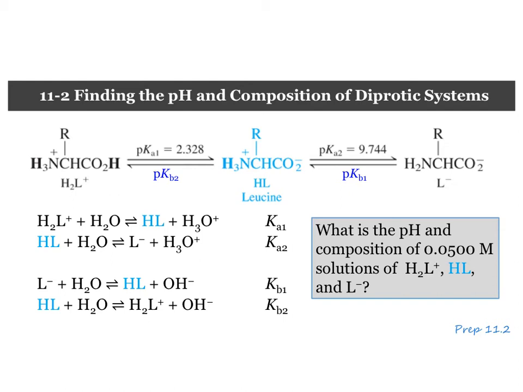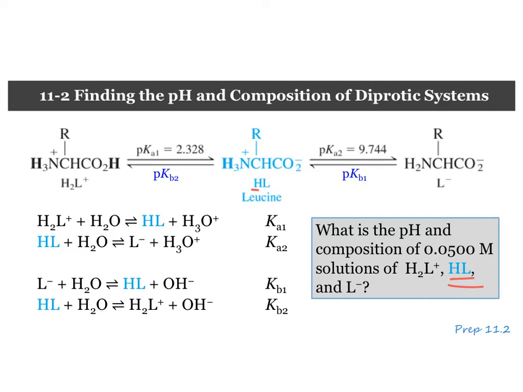In the last two lectures, we calculated the pH and composition of two solutions composed of the most acidic form of leucine, H2L+, and the most basic form of leucine, L-. We've avoided running the calculations on the zwitterion, HL, because it's an amphiprotic species. It can behave as an acid or as a base, which complicates matters considerably.